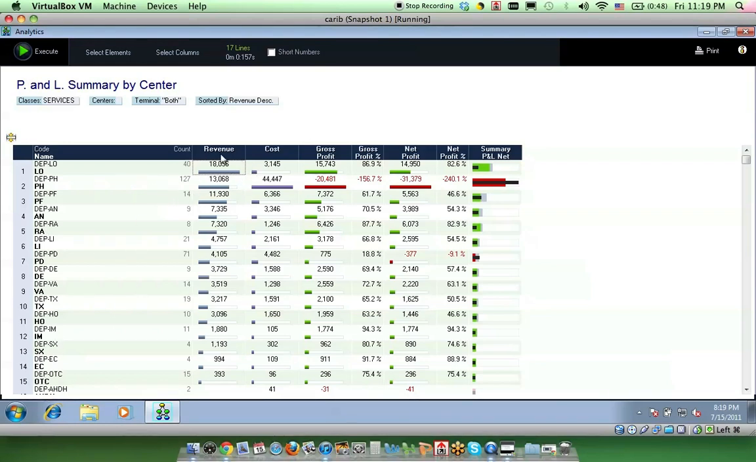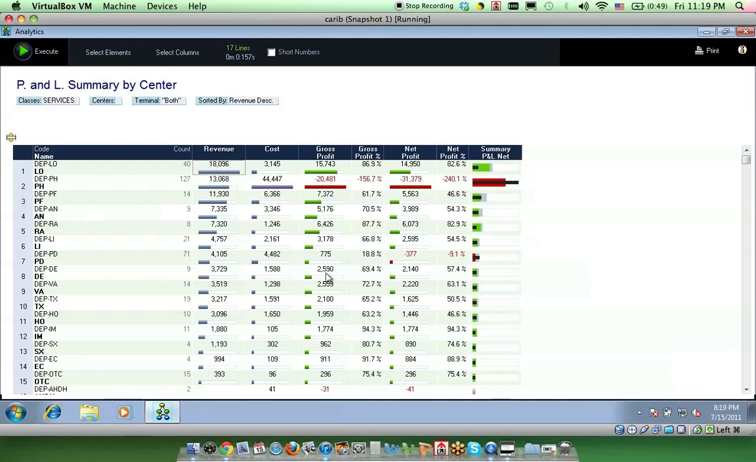Looking at the top 3 revenue departments, we see laboratory out, which are blood samples being shipped out to a reference lab, produces $18,000 of revenue and a net profit of $14,950 for the month of November, or a profit margin of 82%. Quite incredible. We see PH, or pharmacy, producing $13,000 of revenue. However, this is producing $31,000 of loss, so it's very much non-profitable. PF, professional fees, our office visits, produces $11,000 of revenue and $5,000 in profit.